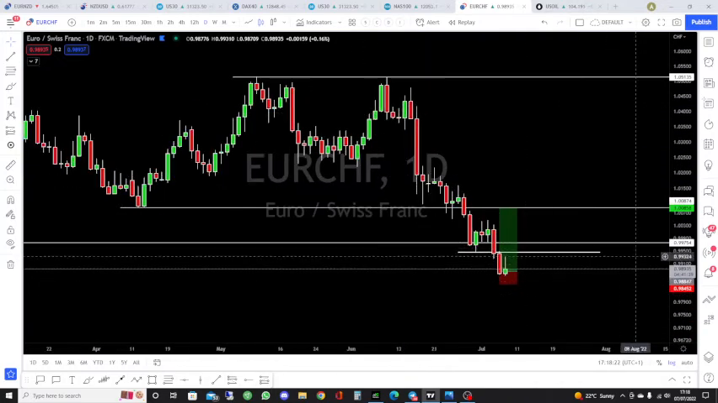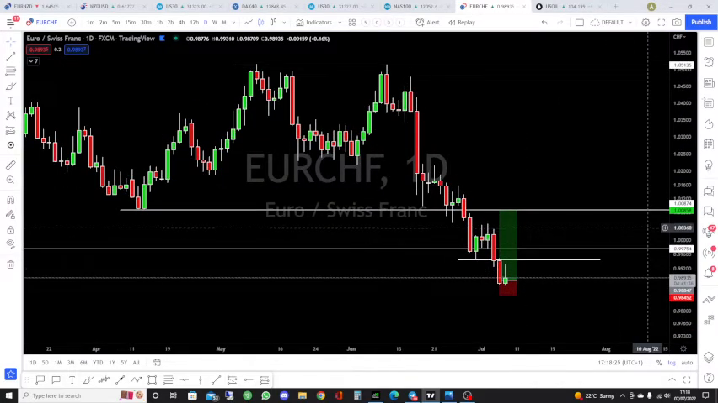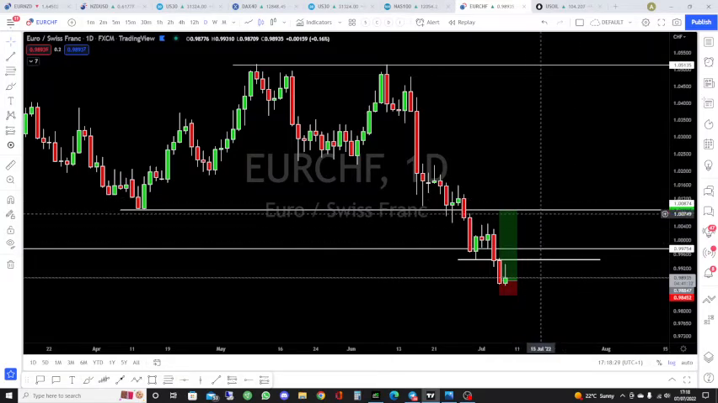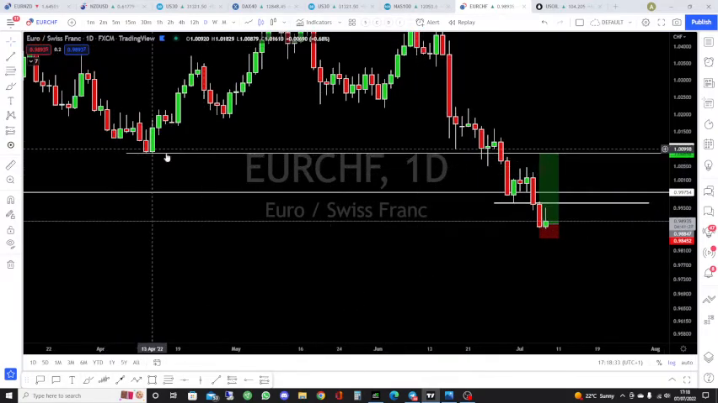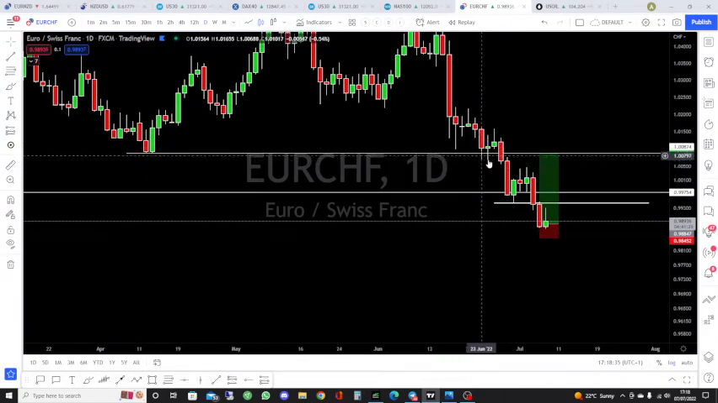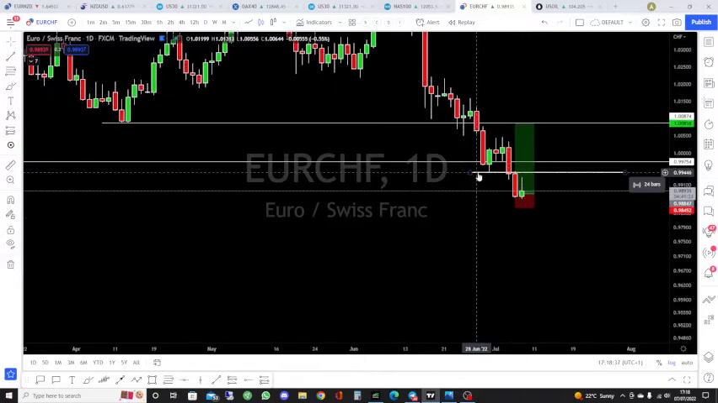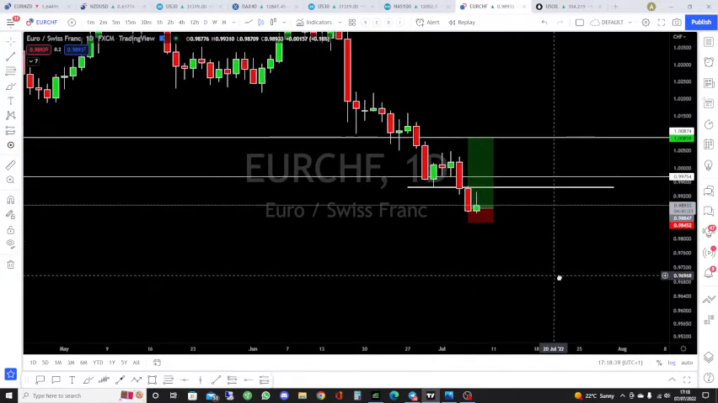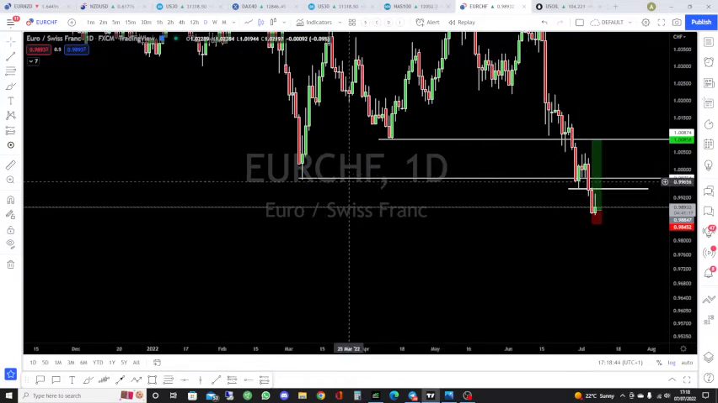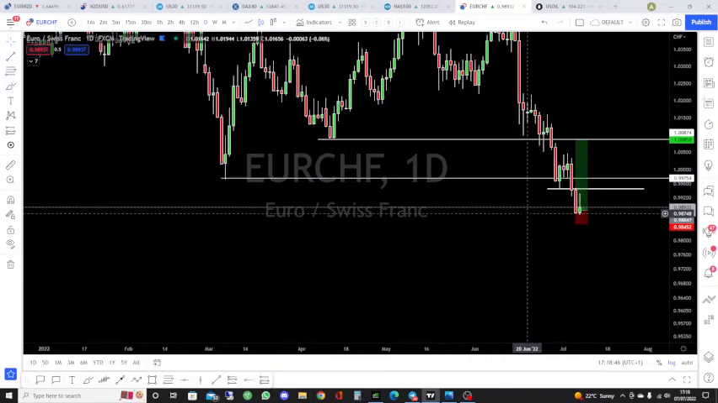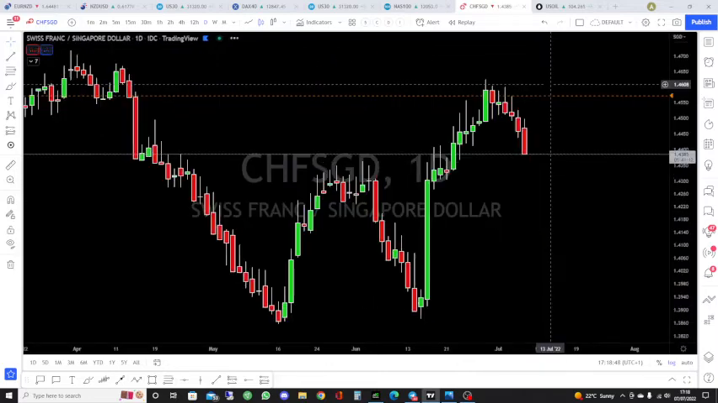Euro Swiss franc as well. It took out this level. I could have taken a few scalps in here. It took out another level down here. I think this is what the market's going to do. It's going to go back up again, at least to this level here, at least to these levels. But this one is not very clear.